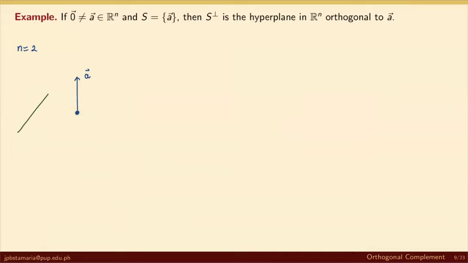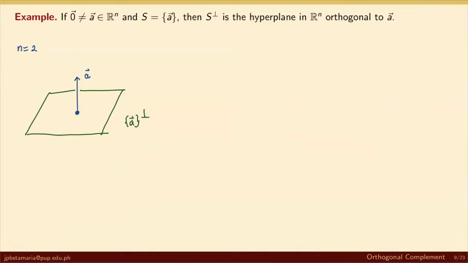Sorry, it doesn't look very good, why is it turning into a circle? Anyway, let me just draw the plane for you. It's going to be this plane. So this is going to be your S perp, or the perp of the singleton.